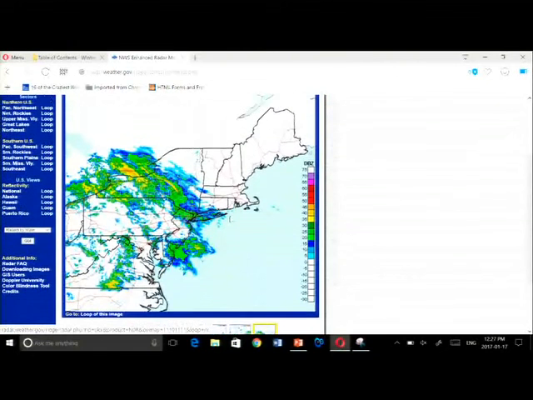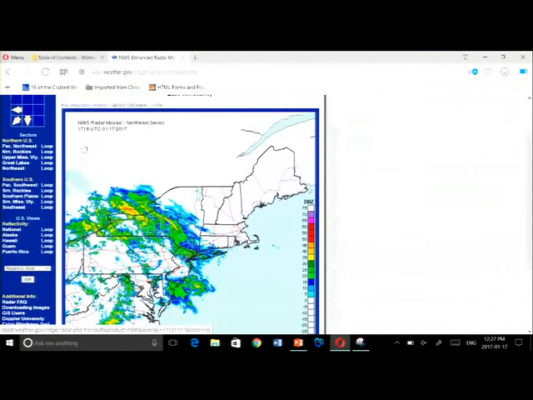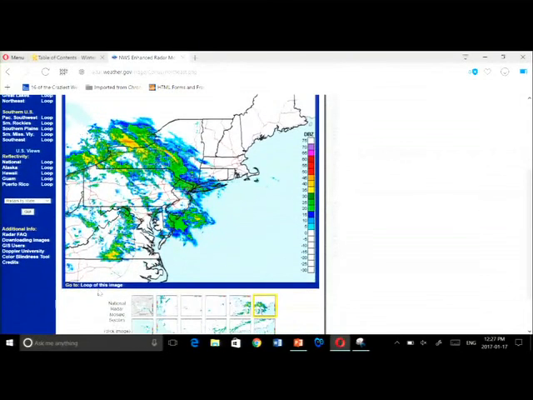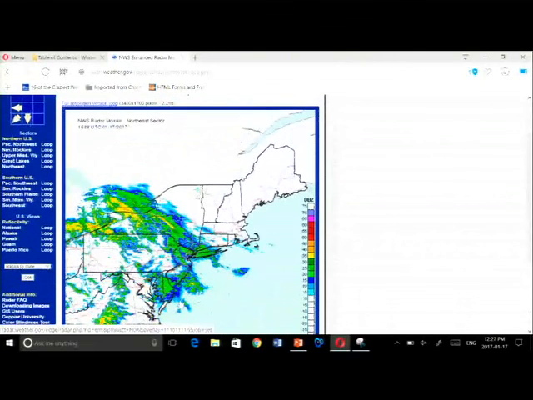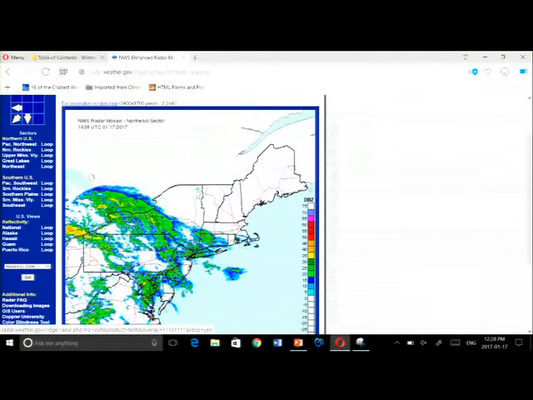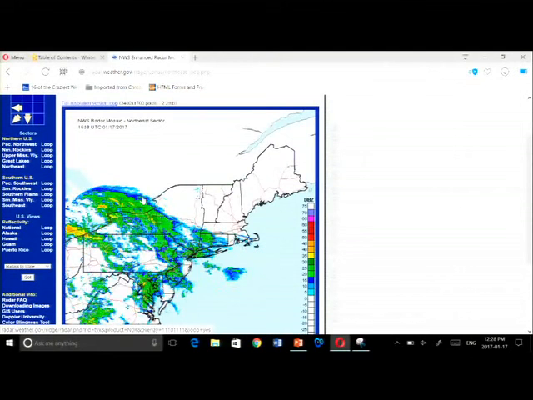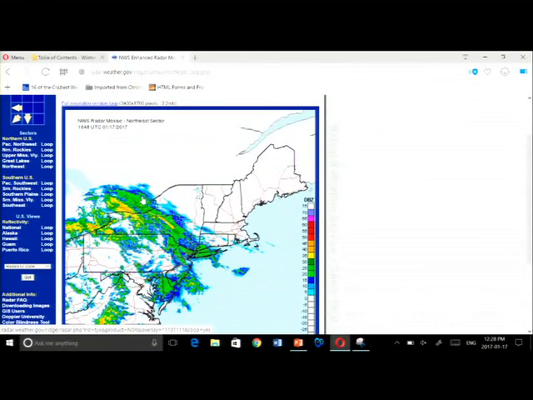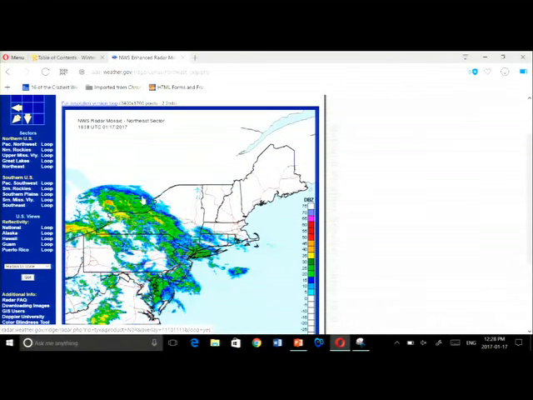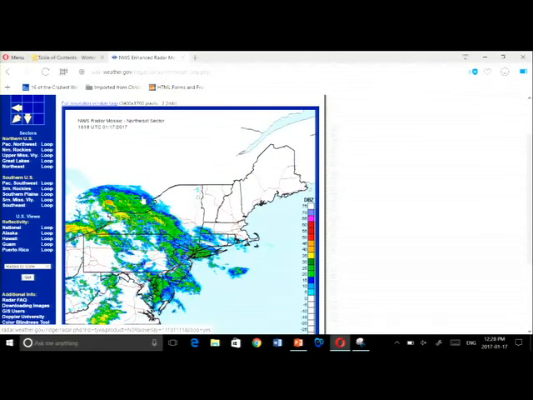And we can play a loop here. Go to loop of this image. You can see the reflectivity, the precipitation, moving from southwest to northeast over time. That's an indication that we will be getting some snow a little bit later tonight.